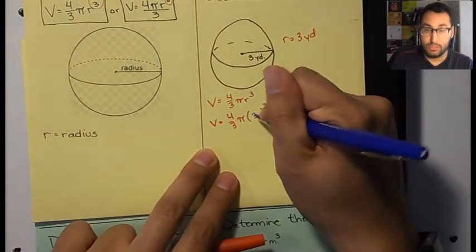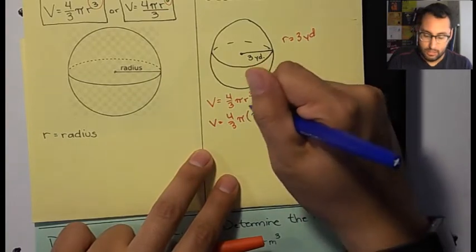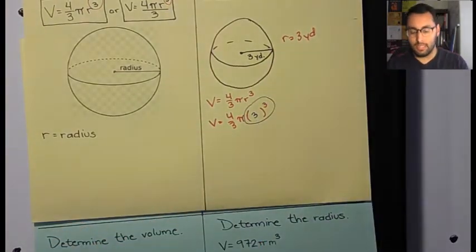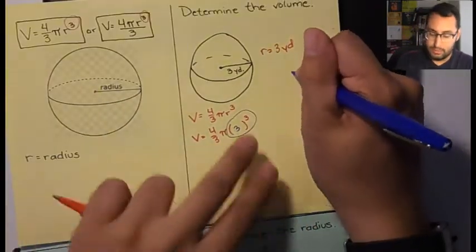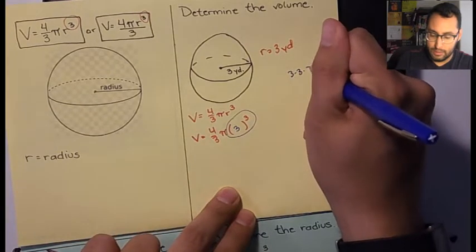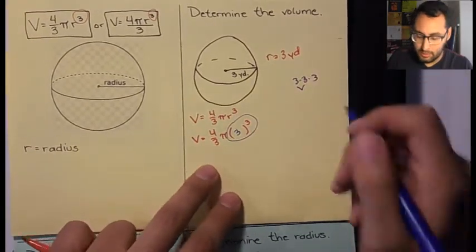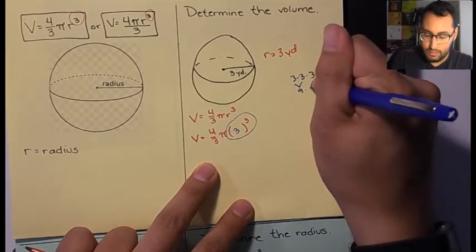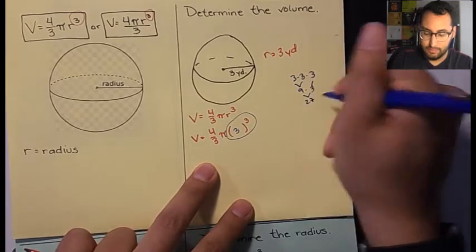Now again, order of operations, you have to simplify your exponent. So let's do this off to the right. 3 cubed means 3 times 3 times 3. Well, 3 times 3 is 9. And if you bring down another 3, that is 27.